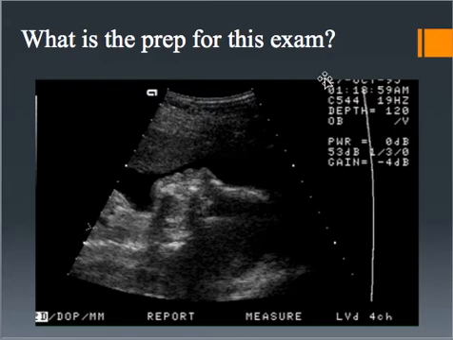What's the prep for this exam? Well, it's the exact same one, just a different image, right? So this is a sagittal or side view of an infant in profile. So you can see forehead, nose, mouth, chin, neck. So this is an OB ultrasound again. So the prep is going to be 32 ounces of water 1 hour prior to the scan time.